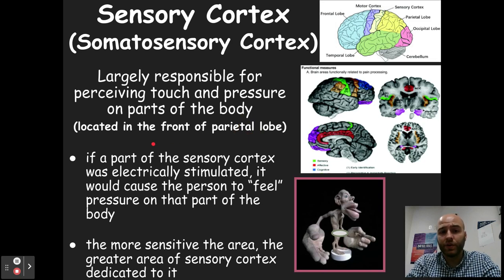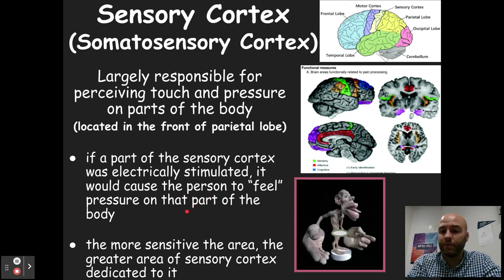If a part of the sensory cortex was electrically stimulated, it would cause the person to feel pressure on that part of their body, right? And that's how we know which sections of the sensory cortex correspond to which sections of our body. The more sensitive the area, the greater the area of the sensory cortex is dedicated to it.